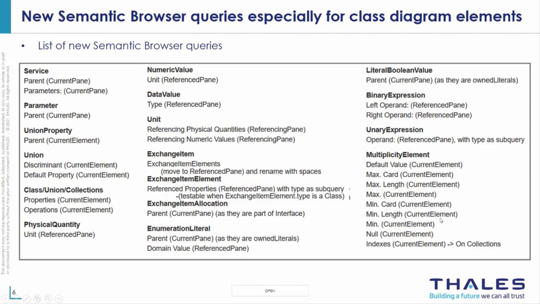Speaking about the semantic browser, in this version we have added a lot of new queries, which allow you to have some more information in the view. Most of these queries focus on the class diagram elements. Let's take an example of new queries on the class model element. Now, when a class is selected in the semantic browser, in addition to existing information, you're going to find as well all of the properties and operations that belong to that class. You can find in the slide the rest of these queries that have been added.